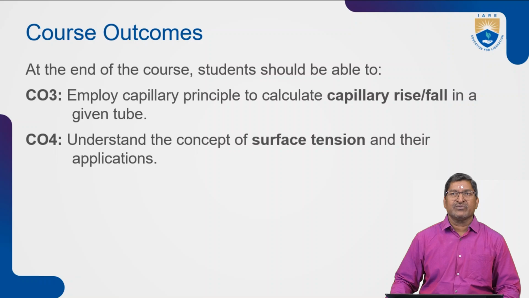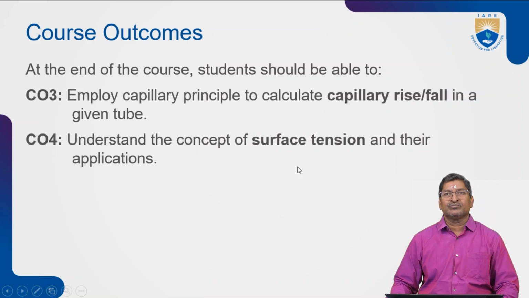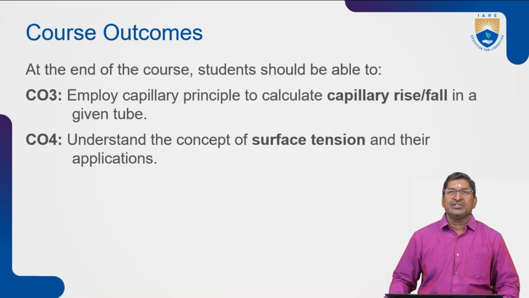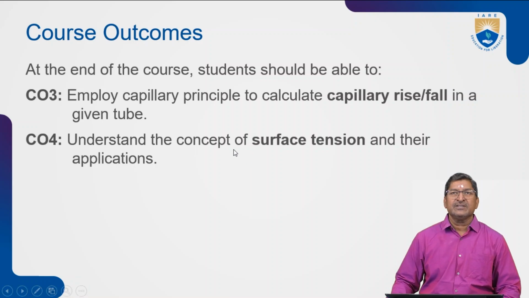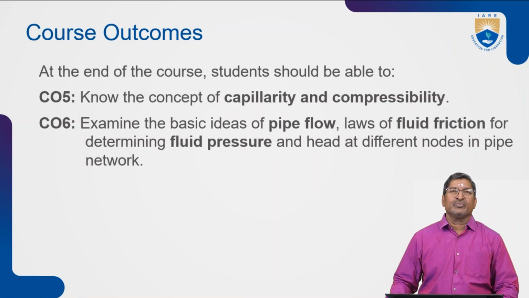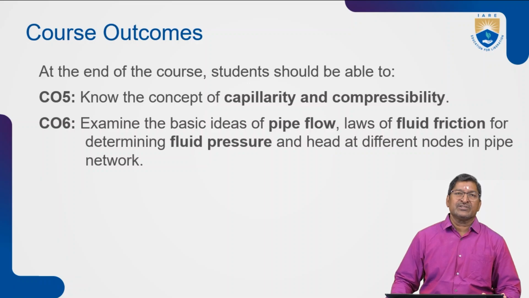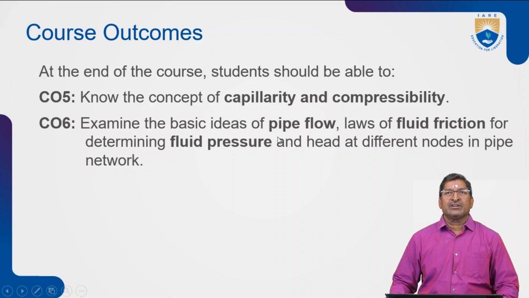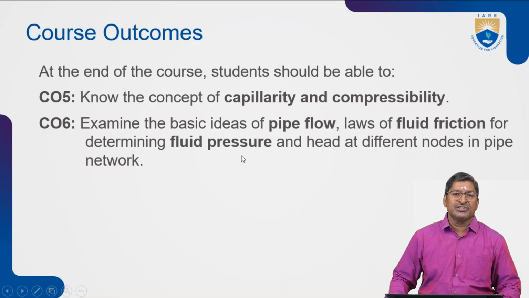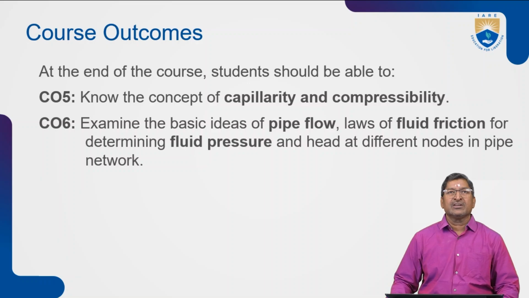Course outcome 4 is the surface tension and their applications. Any liquid will have a tension at the surface, which is called the surface tension. You can know it by means of this capillary tube. Then course outcome 5: capillarity and compressibility. And course outcome 6 is the pipe flow. That means whenever fluid is flowing in a pipe, it will have some friction between the pipe surface and the liquid. How the energy is decreased, lost because of the friction, those details will be there in course outcome 6.